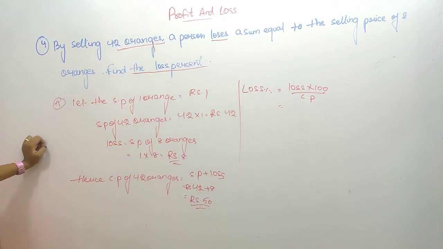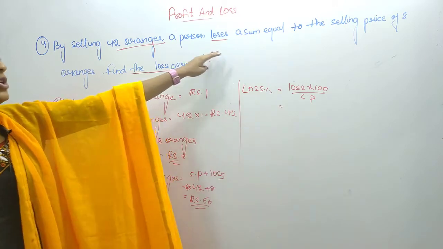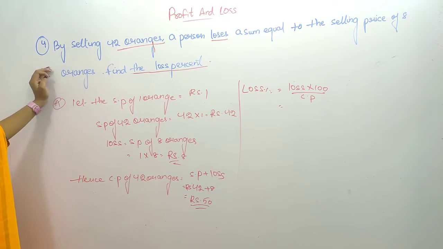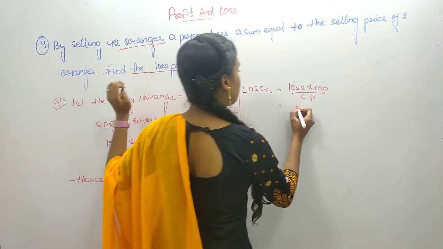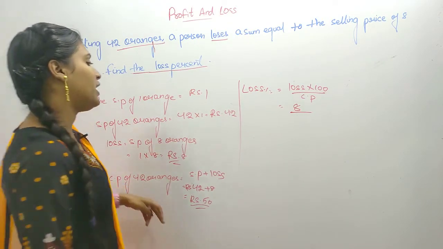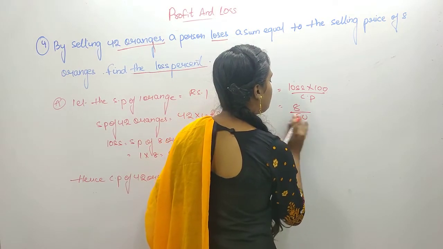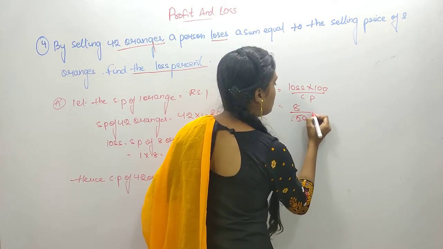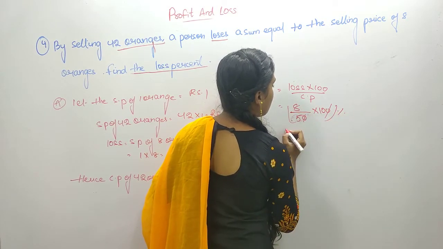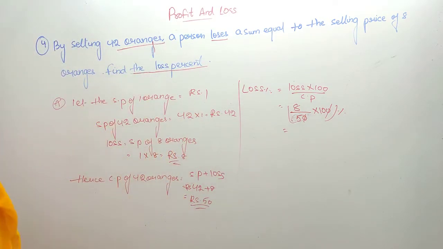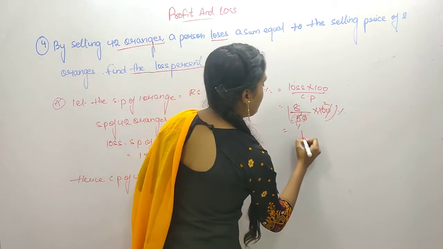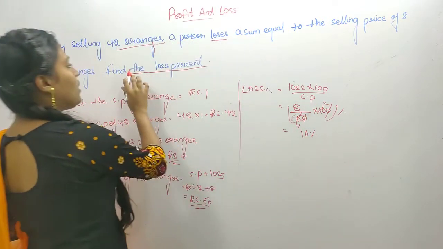Loss, how much loss did he get? It is given in the question. He got a loss of 8 oranges. 8 by cost price, how much? Cost price of 42 oranges is how much? 50, into 100. By solving this, what answer do we get? 16%. He told us to find the loss percent.